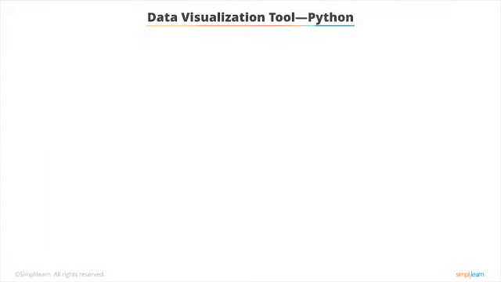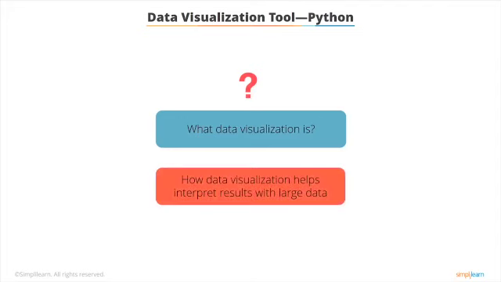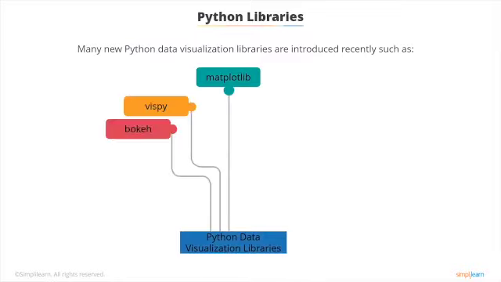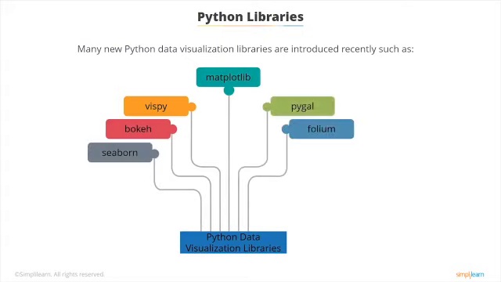So far, you have learned what data visualization is and how it helps interpret results with large and complex data. With the help of the Python programming language, you can perform this data visualization. You'll learn more about how to visualize data using the Python programming language in the subsequent screens. Many new Python data visualization libraries have been introduced recently, such as matplotlib, Vispy, Bokeh, Seaborn, Pygal, Folium, and NetworkX. The matplotlib library has emerged as the main data visualization library. Let's now learn about this matplotlib library in detail.